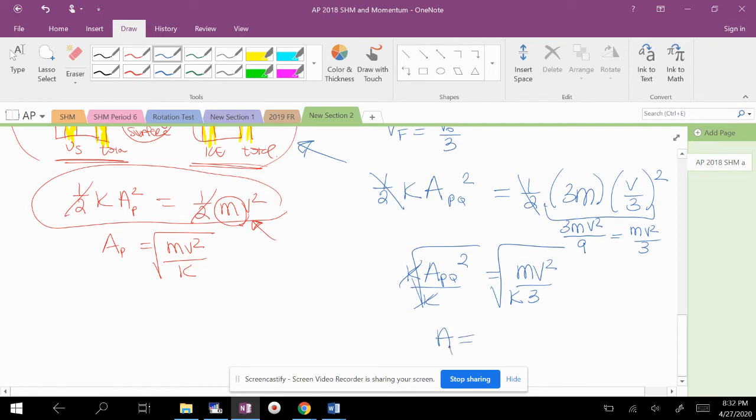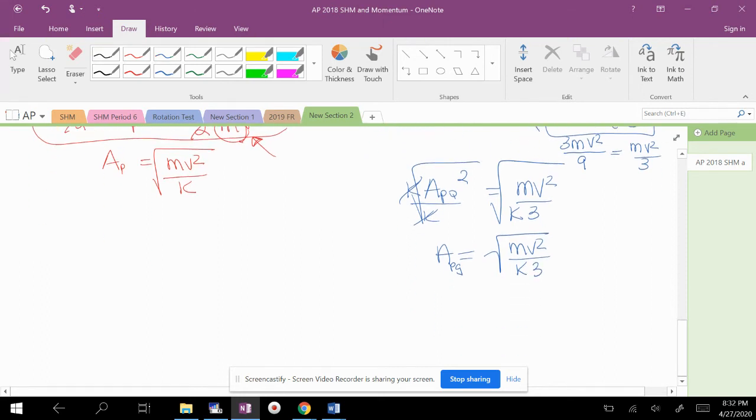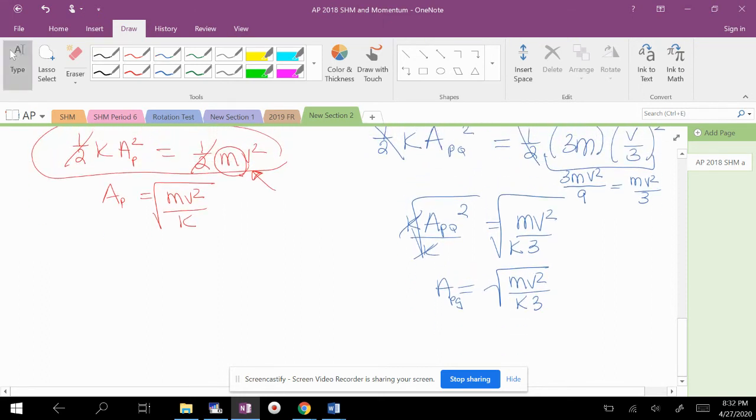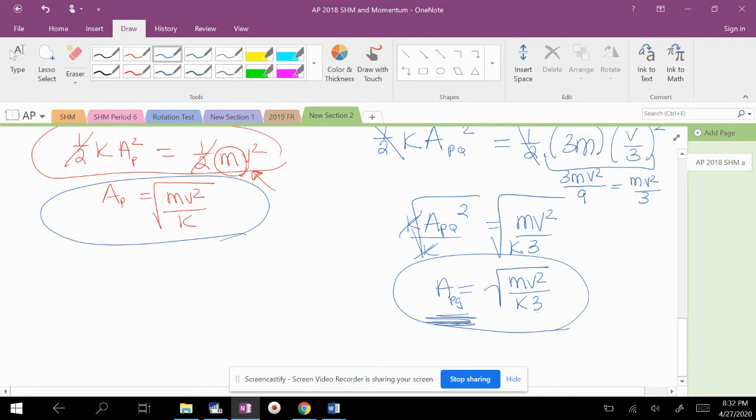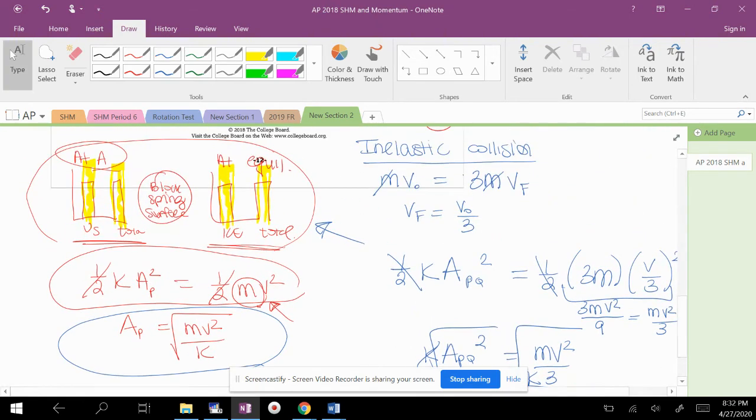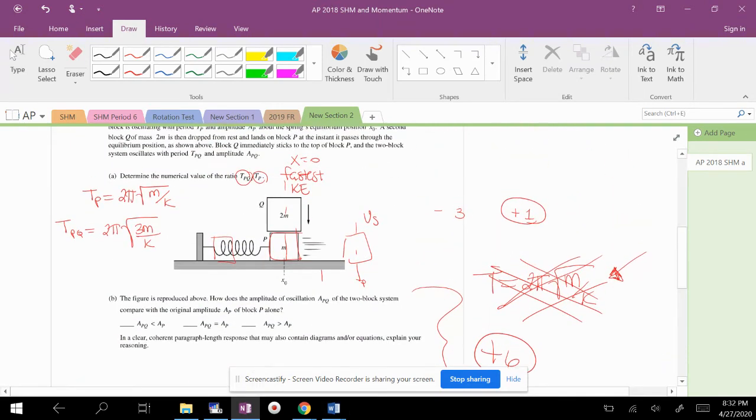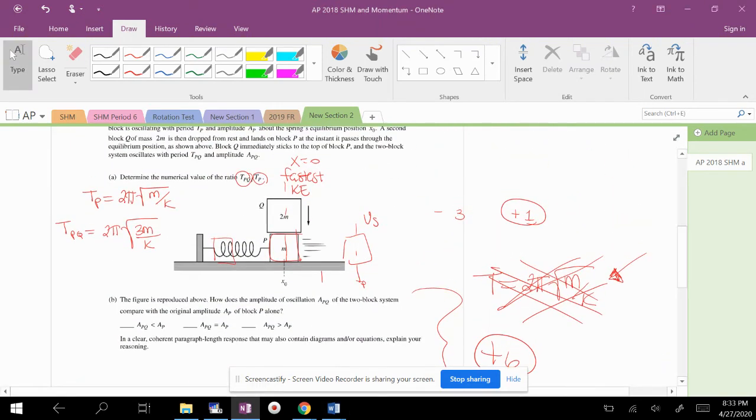Okay, so A_PQ equals root m v squared over k times 3. So the question is, which is bigger here? Well, this is over 1/3. This is root 3 in the denominator, so this is a smaller value. And maybe that's what your intuition told you. Maybe you thought, well, if there's more mass on this thing, it's not going to reach such a great amplitude anymore.